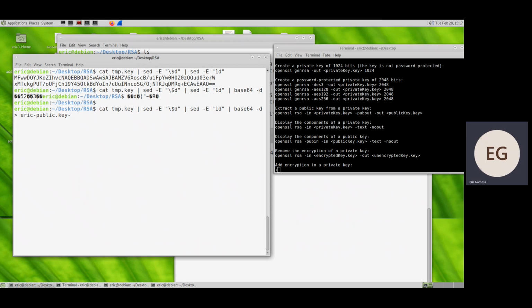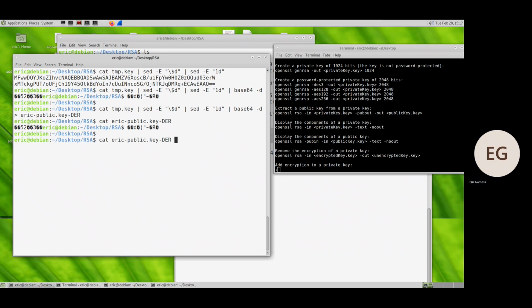Oh, this is their format. Okay, this is the key in binary. How can I see the key in binary? Because if I try to cat the key in binary, I will see something that I don't understand, because it's a binary file. Look at what it did. How can I see it as a hexadecimal string? What can we do here?